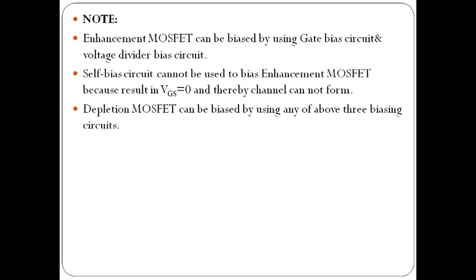If self bias is used, then the depletion MOSFET can be operated only in depletion mode, because it results in negative VGS, so we cannot expect enhancement mode. That's why we can use self bias in depletion mode but not in enhancement mode.